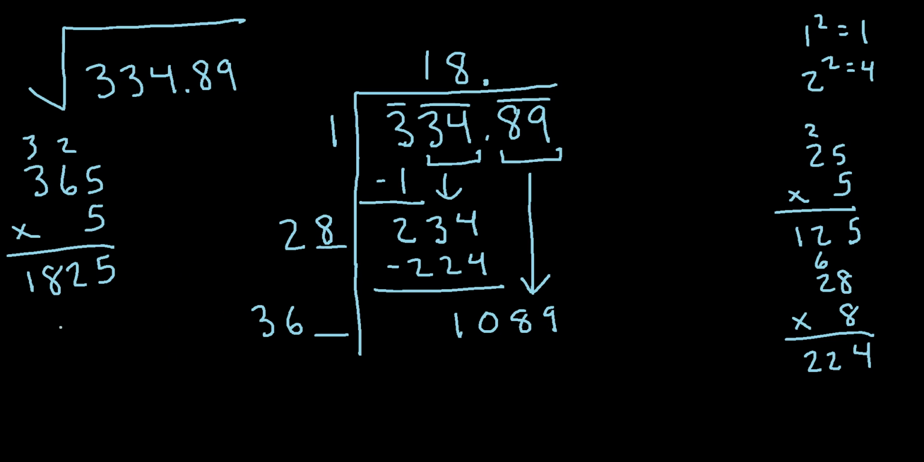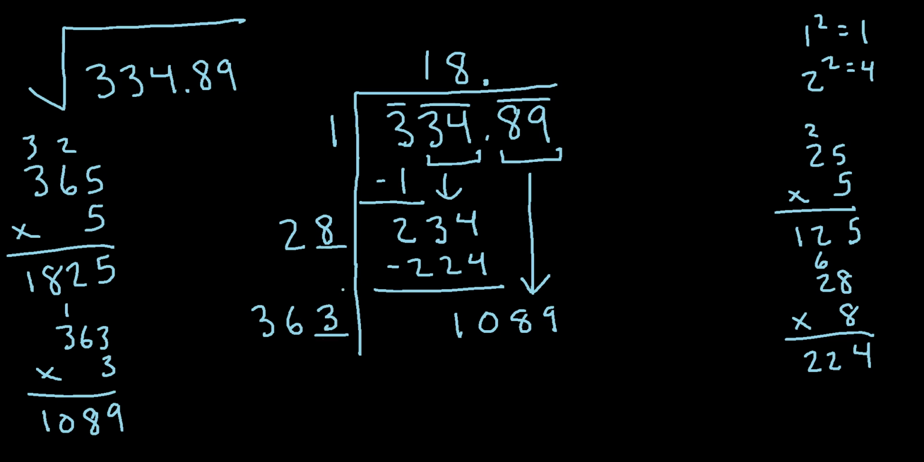Let's try a 3. So we'll say 363 times 3. 3 times 3 is 9. 3 times 6 is 18. Put an 8 here, the 1 up here. 3 times 3 is 9, plus 1 is 10. So we get 1089, and that's exactly what this number is. So it looks like a 3 is what we'll use.